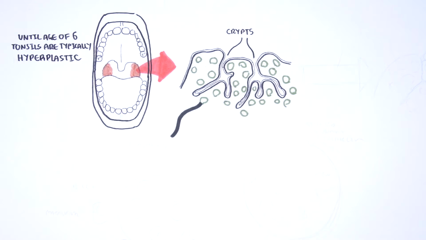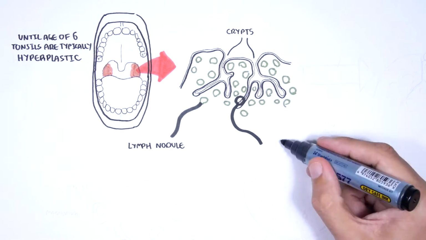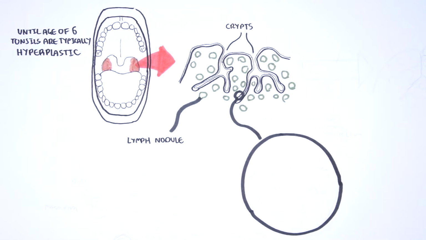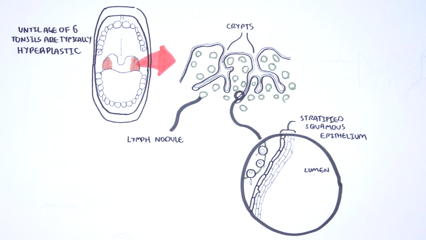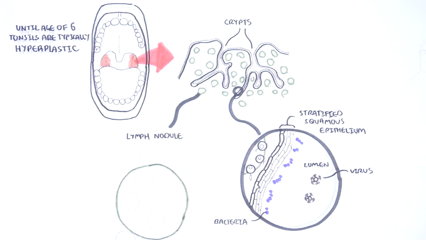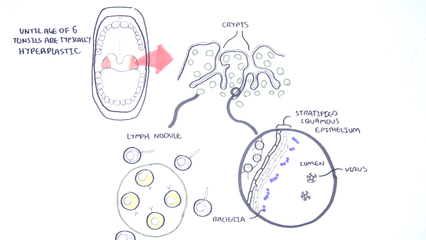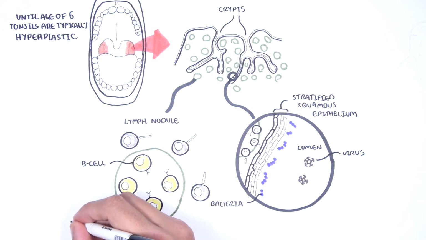The tonsils have deep crypts and lymph nodules. The crypts are normally colonized by many species of bacteria and also exposed to many viral organisms. The lymph nodules contain immune cells such as the T cells, B cells, and the macrophages.